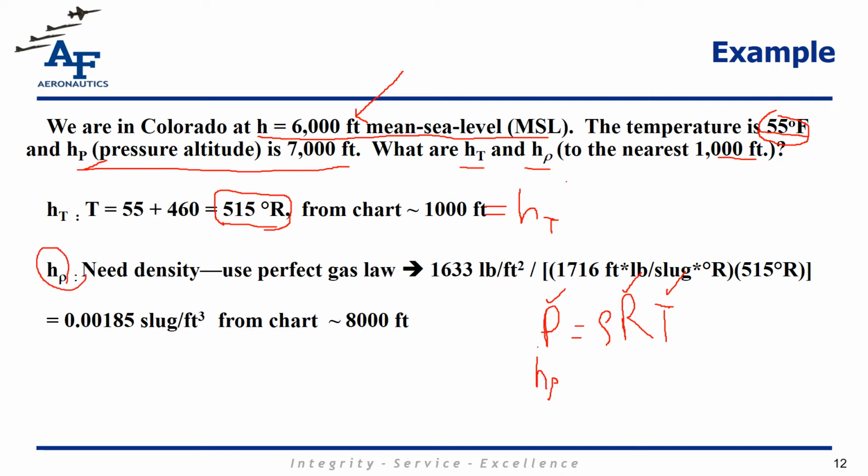So when you do the calculation, and you solve for density, we're solving for density here in this equation, you're getting 0.00185 slugs per foot cubed. And that, on the table, corresponds to the closest value, 8,000 feet. So you see, on a non-standard day, given various temperatures and pressures, we are not all aligned at one altitude as we would on a standard day.